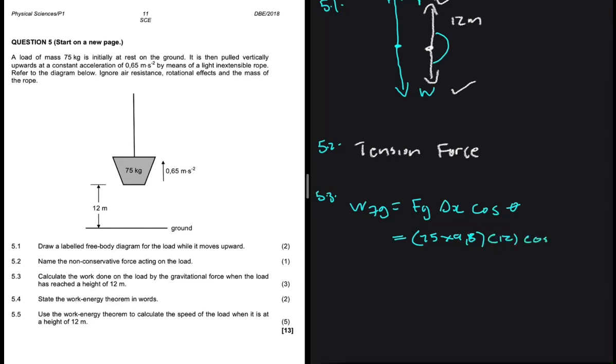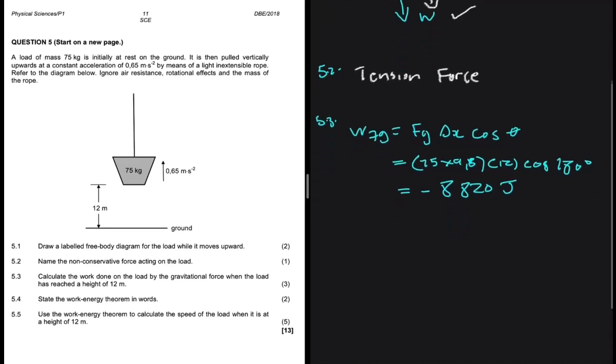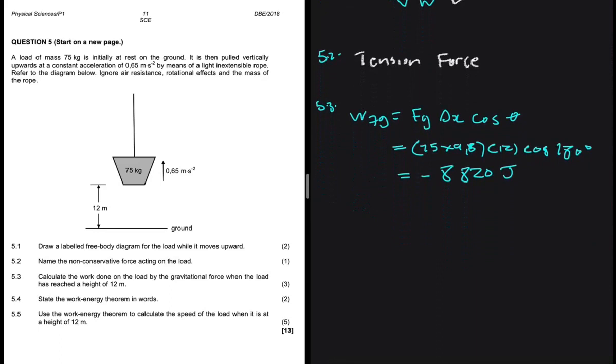And then cos of 180 degrees. The object is going up, gravity is pointing down. So gravity is supposed to be doing negative work on the object, because it is not in the same direction as the displacement. And if you put that in your calculator, you will indeed get minus 8,820 joules, which is what we're expecting. We're expecting the work done by gravity to be negative, as it is pointing in the opposite direction to the displacement of the object.